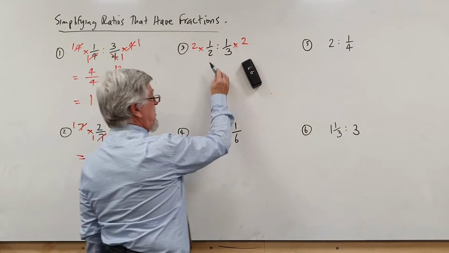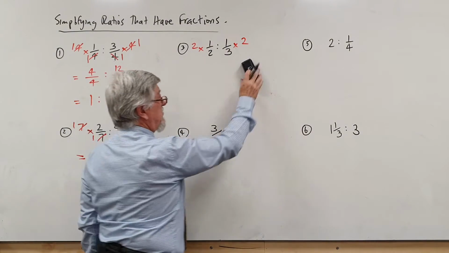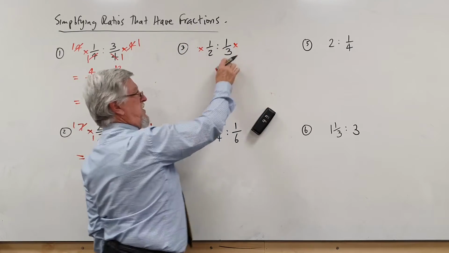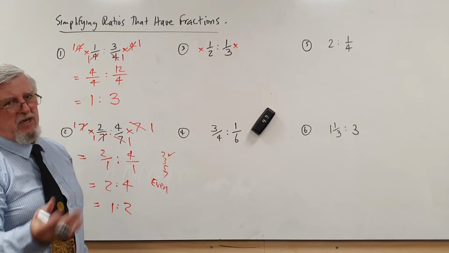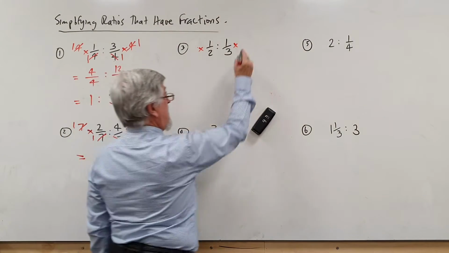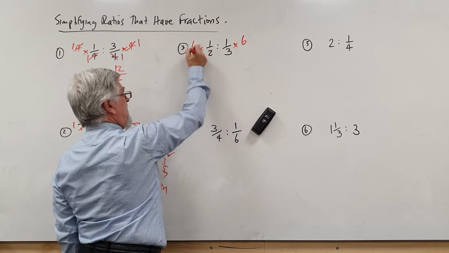And a lot of people will just go 2 3s are 6. So what we're looking at is the smallest number that 2 and 3 will both go into. And if you just go 2 3s are 6, a lot of the time it works, but not all the time, which will be this one here. If I multiply that by 6, I multiply that by 6.